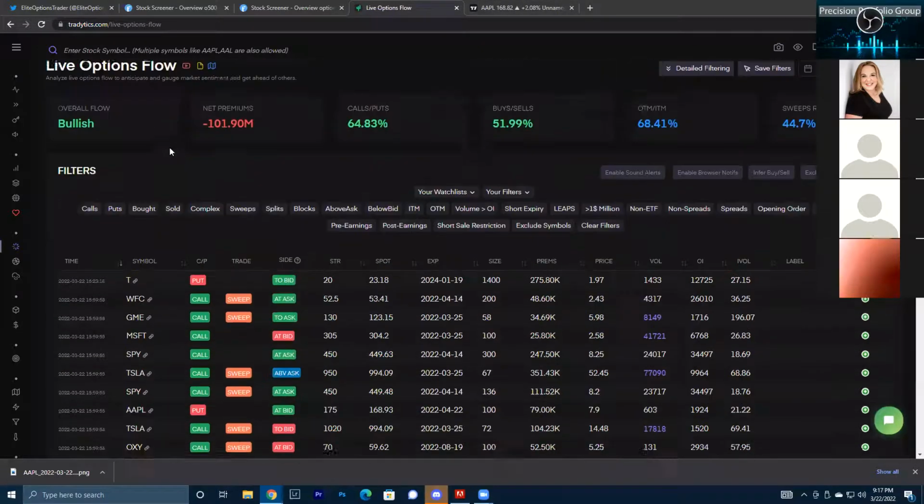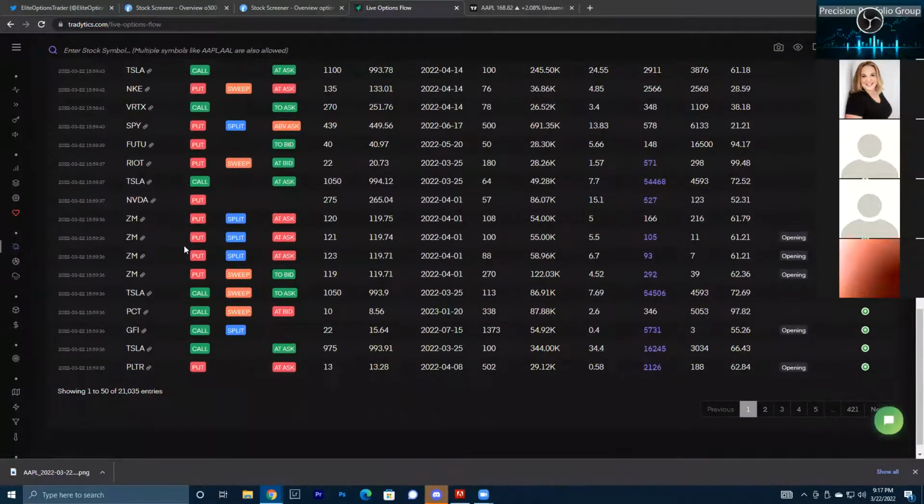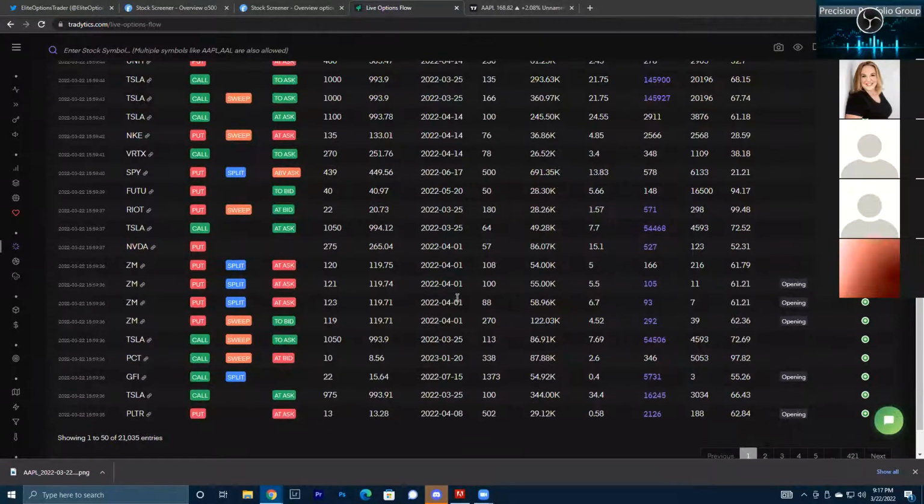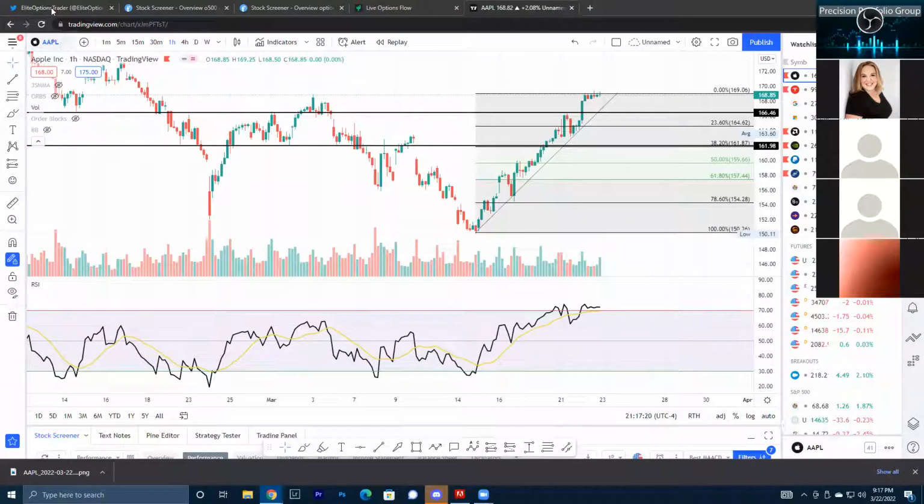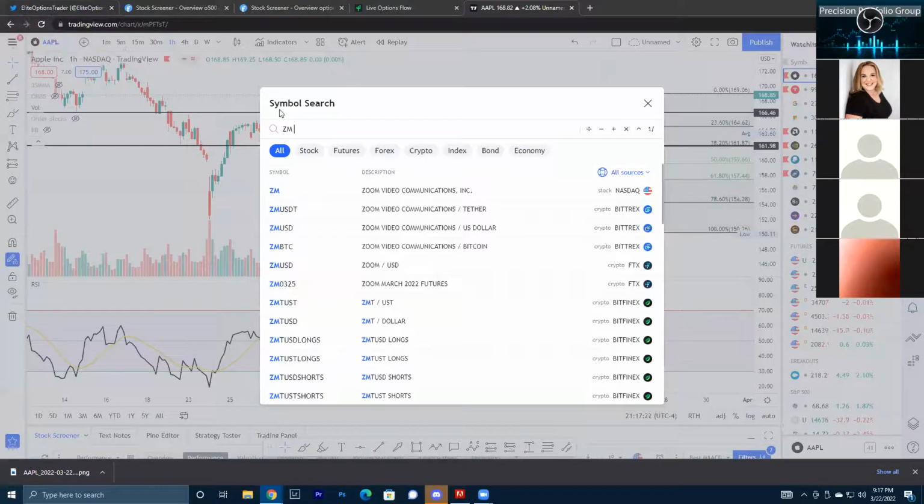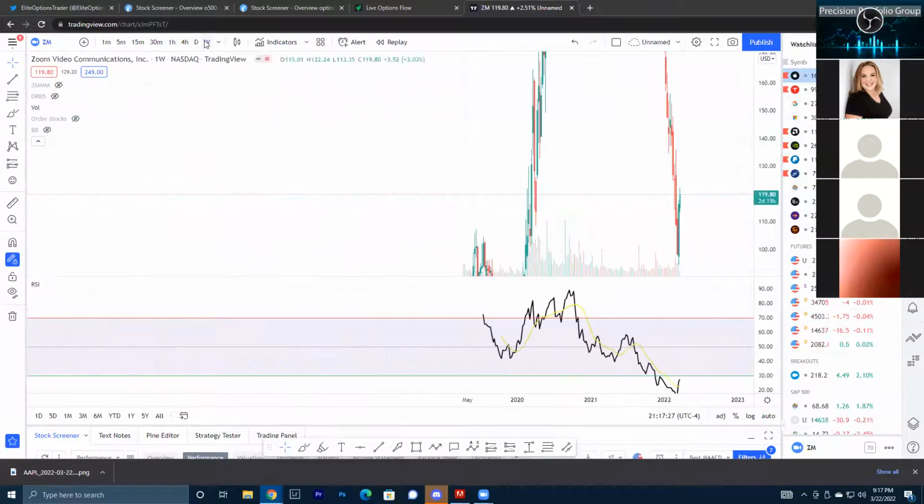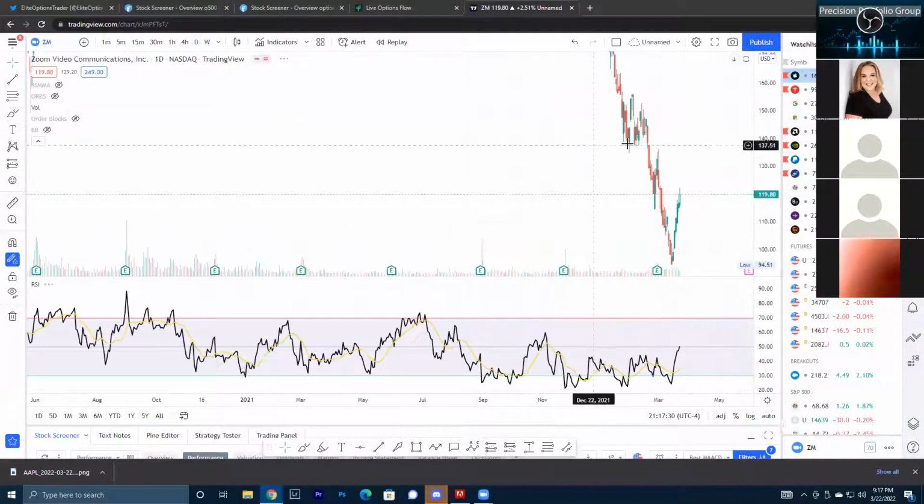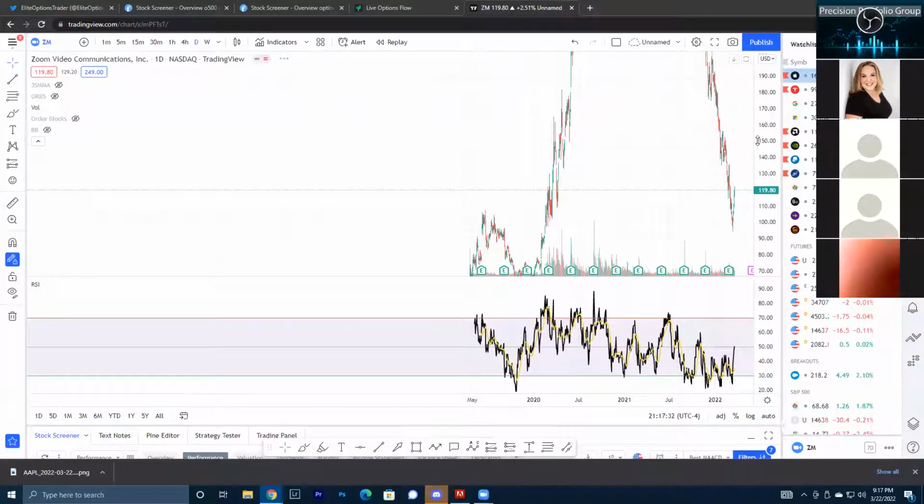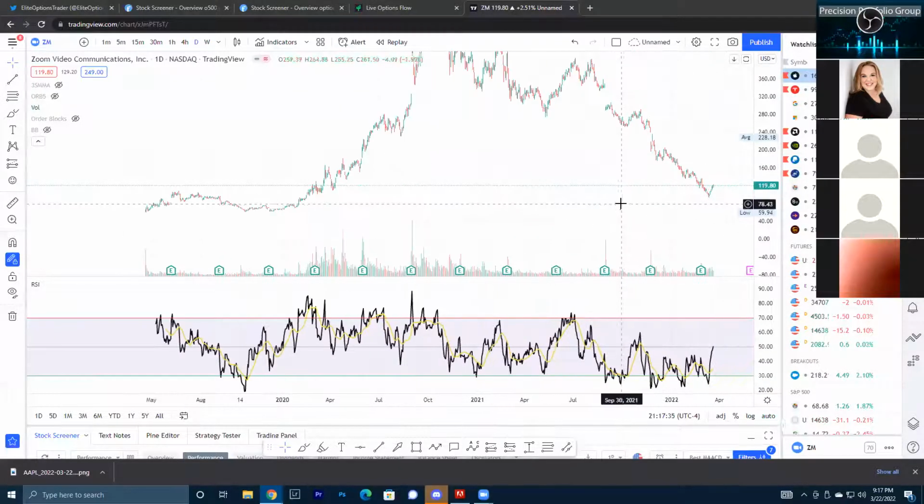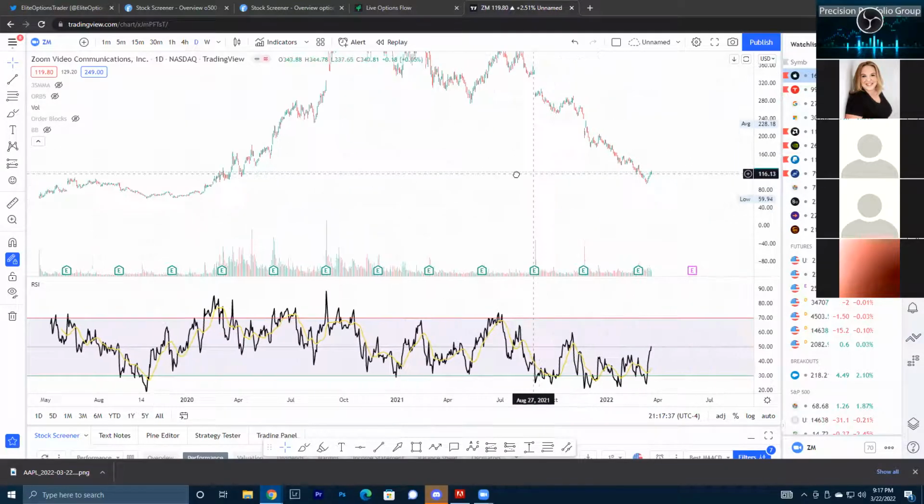So let's look at Zim. Let's look at Zim. So now they're saying, oh, this is an old one. No, 4/1/22. So they're saying by next week, within a couple of weeks, ZM is going to go down. That's when I go here. I pop in the ticker for Zoom. Look at the daily. Actually, I would look at the weekly. Look at the daily also and see what's going on with Zoom, and see what they are talking about.